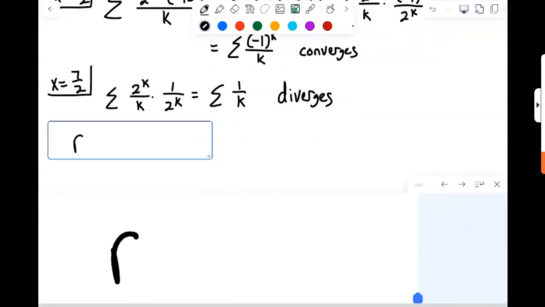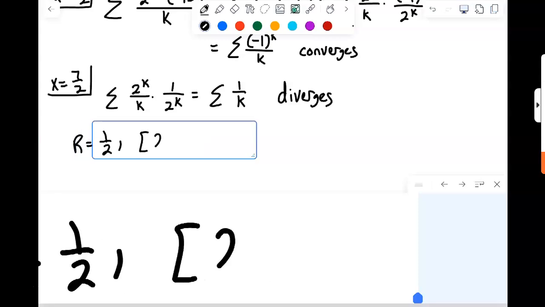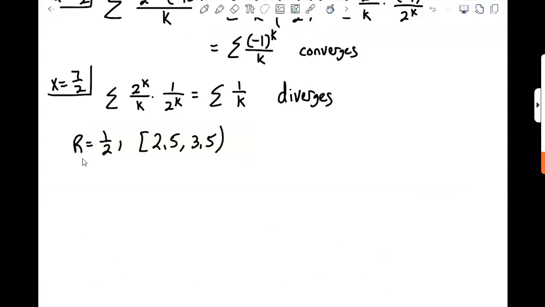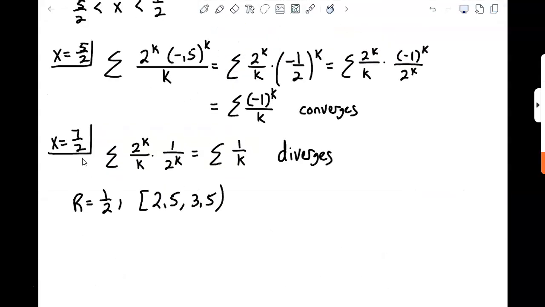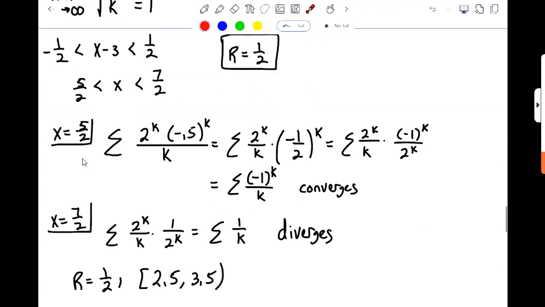So putting the question together then, the radius of convergence is 1/2, and for the interval of convergence, this converges at 2.5 or 5/2. But it diverges at 3.5. Right? And so therefore, we have our answer there. Our series only converges for x between 2.5 and 3.5. Any other x values, this series will diverge. But if you're in that interval, it will converge.